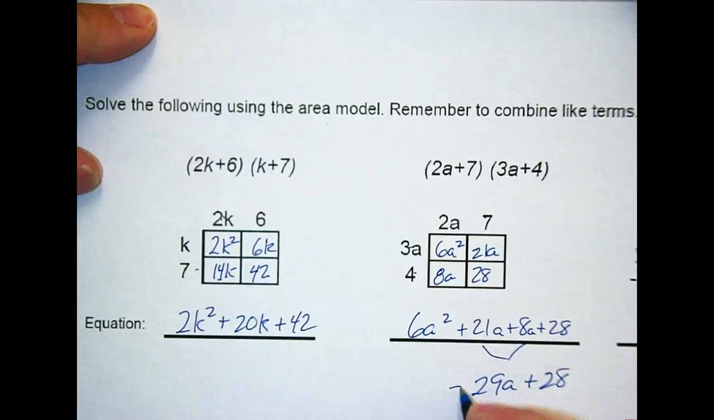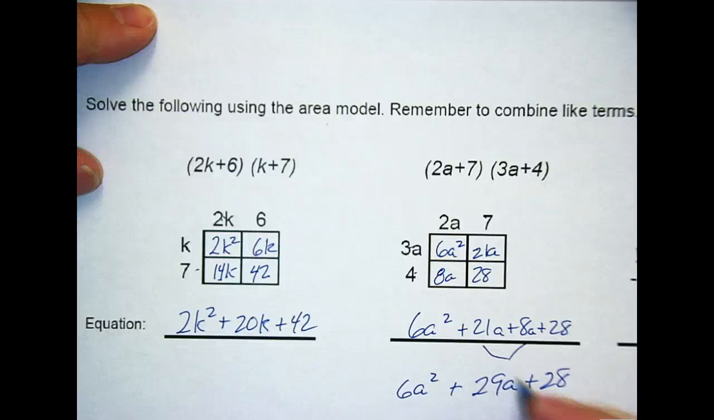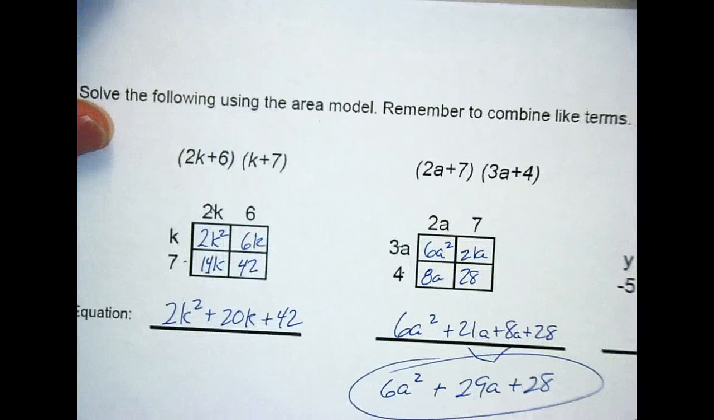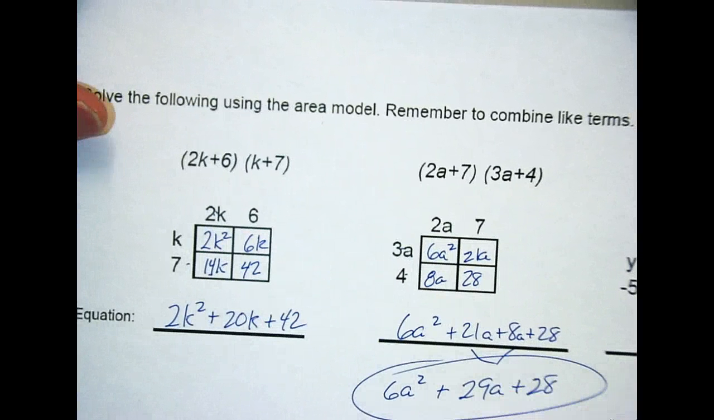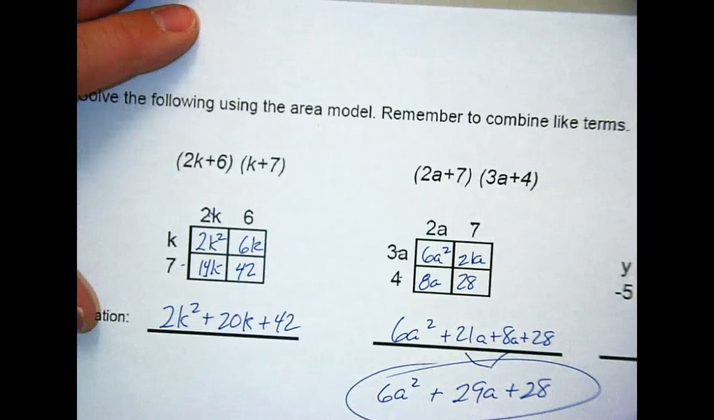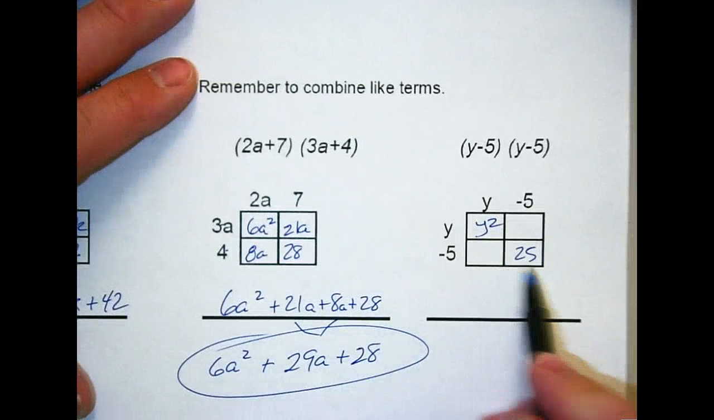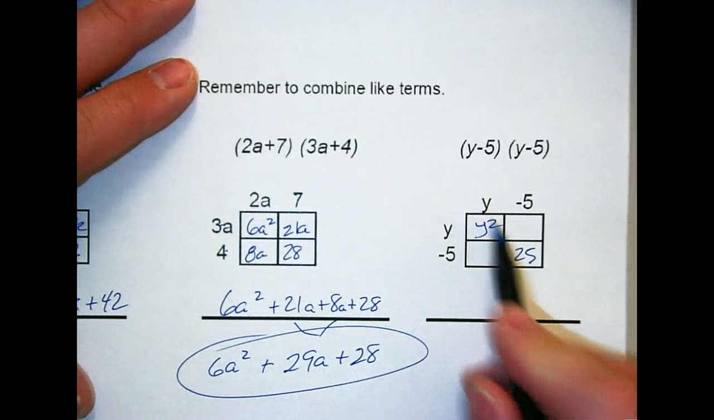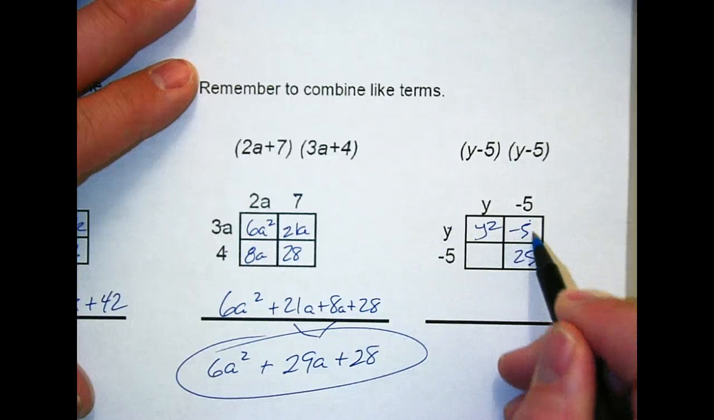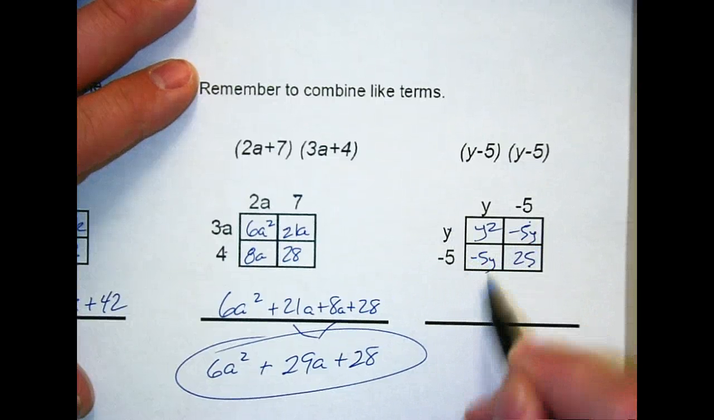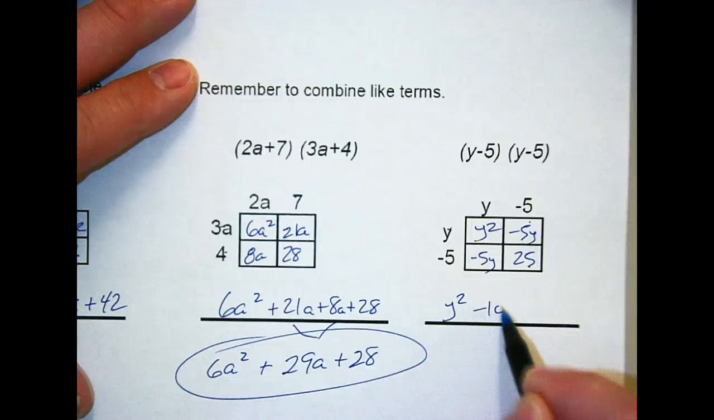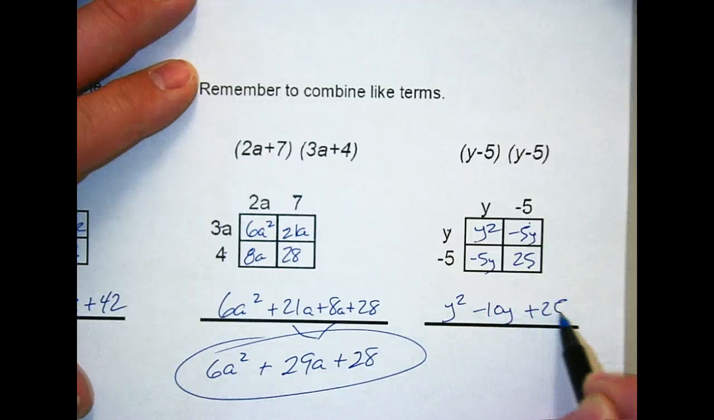All right. Now we think they're good on the box method there. Okay. So just keep in mind on this one, you get a negative and a negative. That's a positive. Negative, negative is positive. So y squared, negative 5y and negative 5y. So y squared minus 10y plus 25.